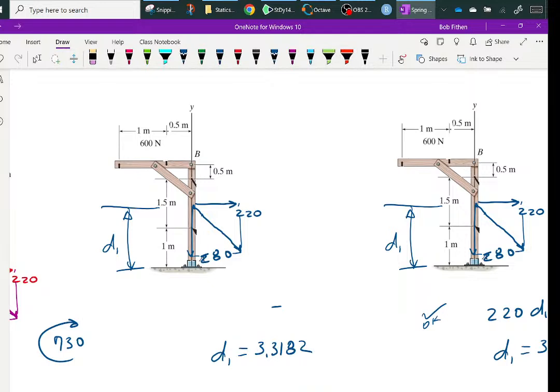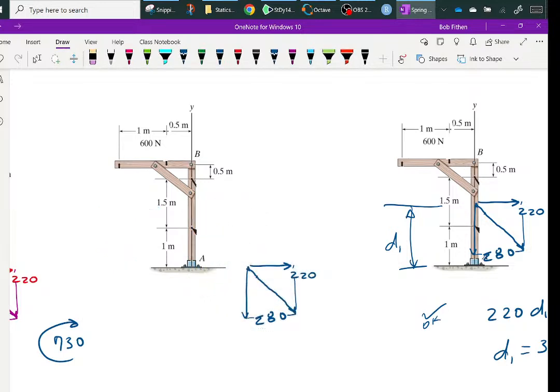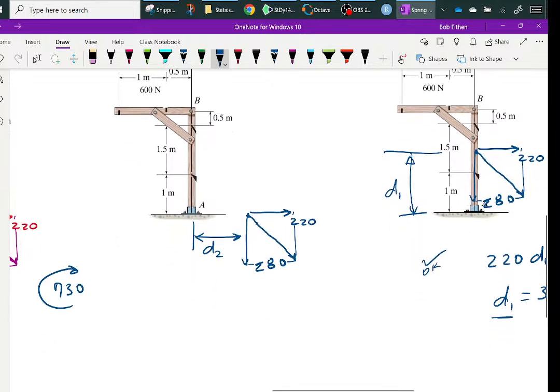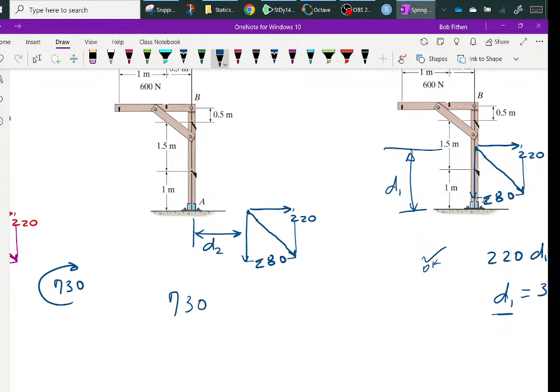I'm going to come back. I want to know how far to the right I have to move it. How far to the right do I have to move it? That was D1, so I'll call this D2. So this time, the moment has to be the same. 730 is equal to D2, but this force is 280. Let me get rid of that circle.